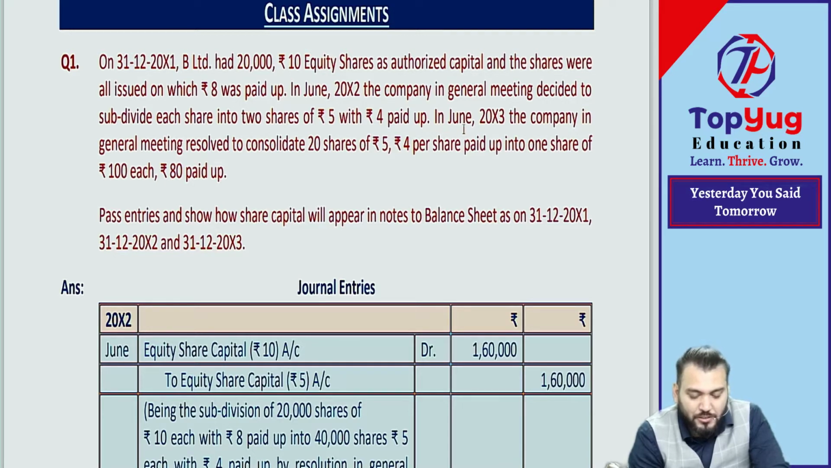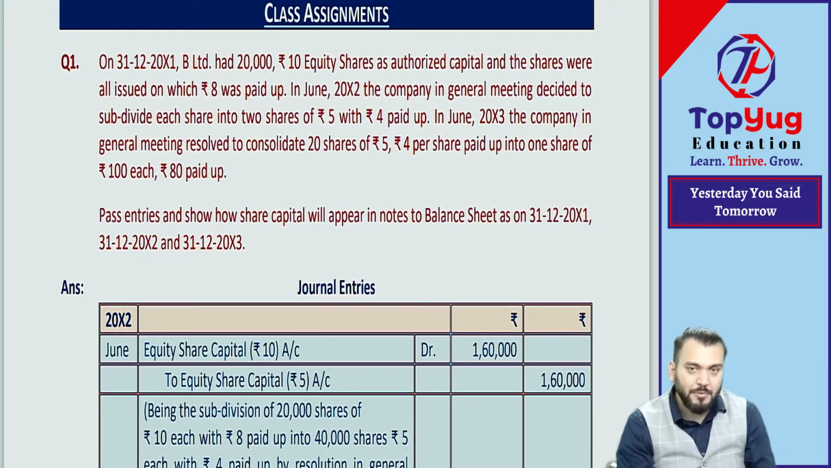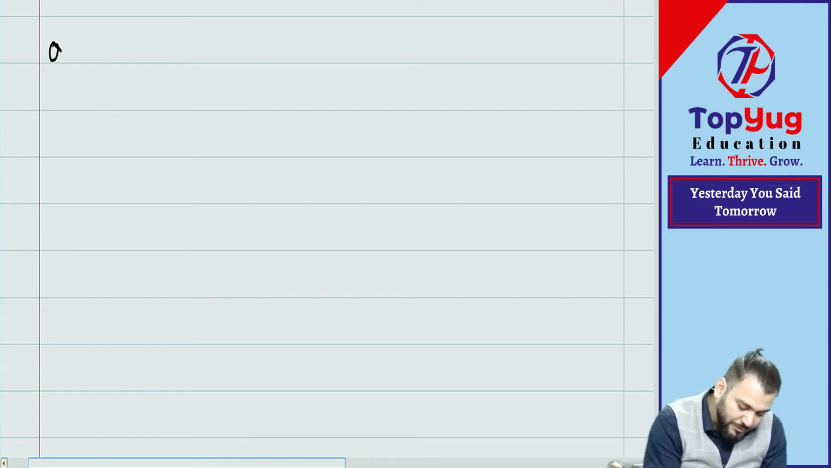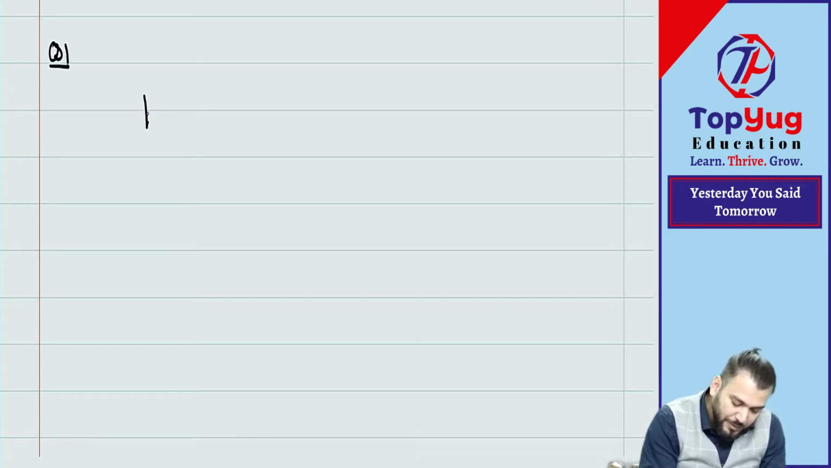In June 2003, the company in general meeting resolved to consolidate 20 shares of rupees 5 each, 4 paid up per share, into 1 share of rupees 100 each, rupees 80 paid up. Pass entries and show how the share capital will appear in the notes to balance sheet as on 31st December 2001, 31st December 2002 and 31st December 2003. Have you understood the question? We are doing question number 1. Let us understand what they have said.